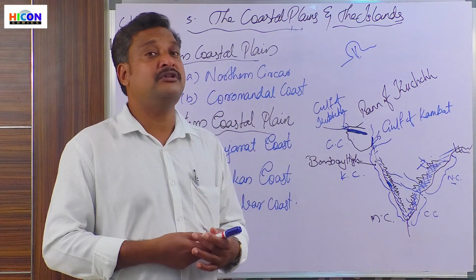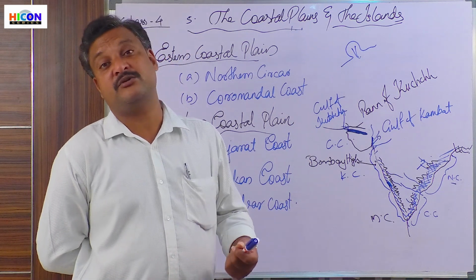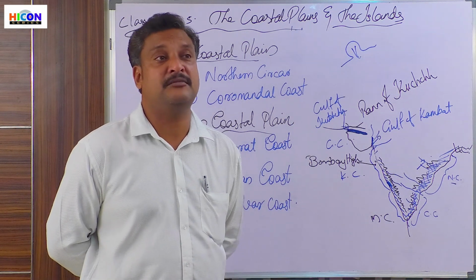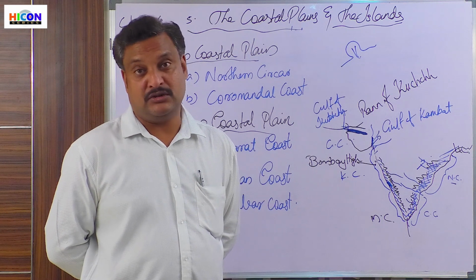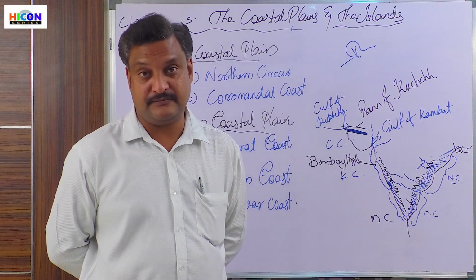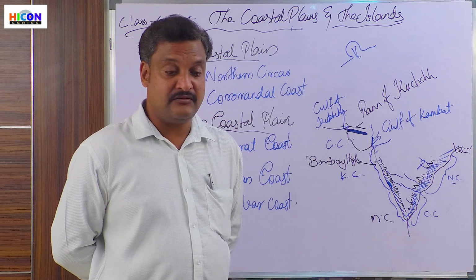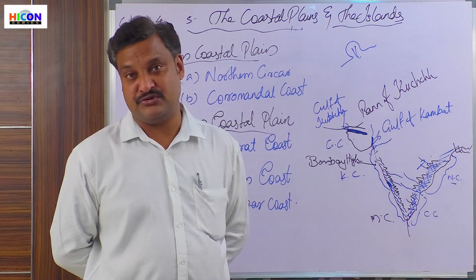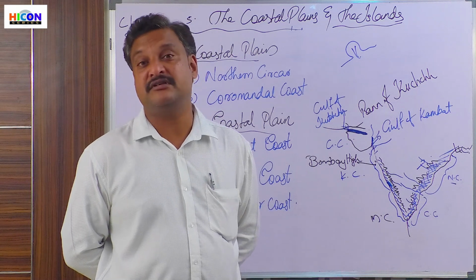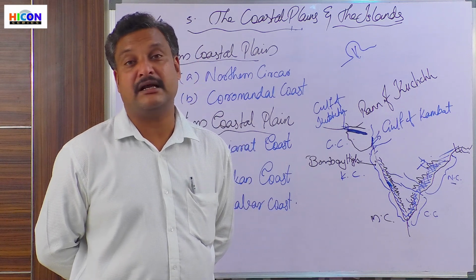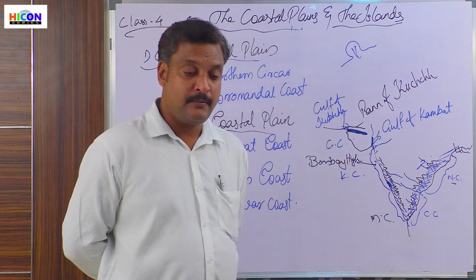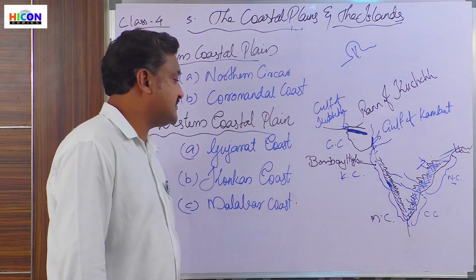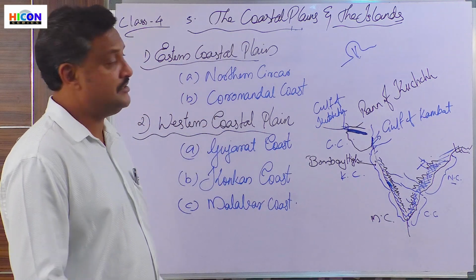Now, the government over there has connected these backwaters using canals, and they have established a water route within the state itself, right? And it's one of the most important tourist attractions also. Houseboats are used in these lagoons and canal systems. Okay, so that is about the coastal plains, right?